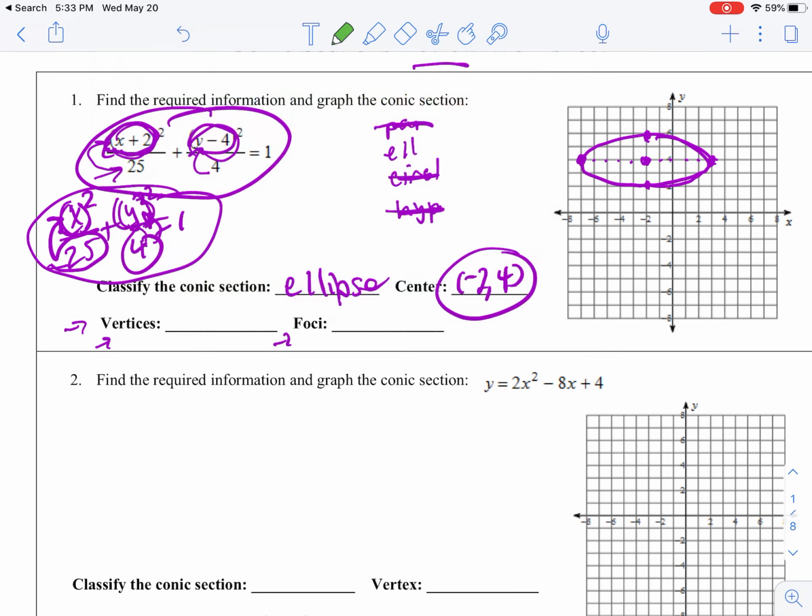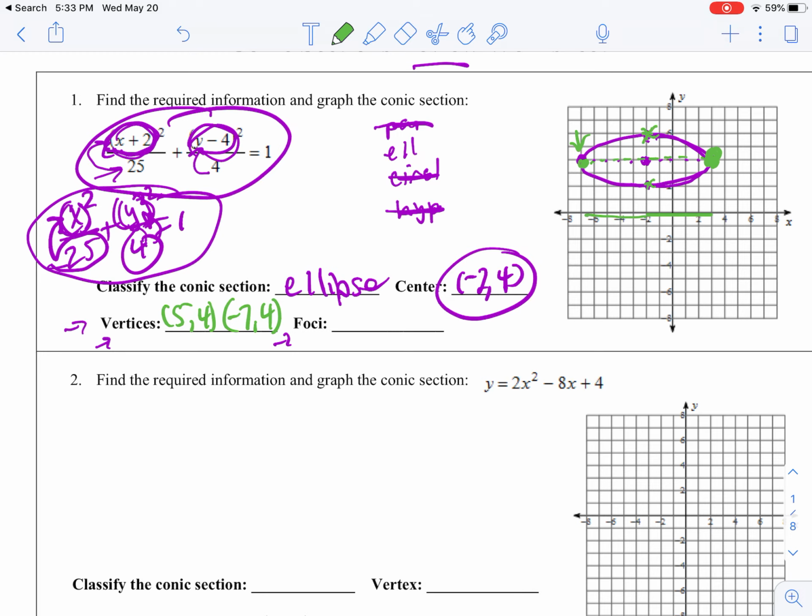Alright, so if I want to name, these have vertices. This has 4 sets of vertices. I would call these the major vertices because it's on the long axis, and these are the minor vertices. The ones I'm going to name right now are the major vertices. And I can actually see that I counted from -2, I counted across 1, 2, 3, 4, 5. So I know this dot right here is 5, 4. And I know this dot right here, I counted back 5, and so that would be -7, 4.